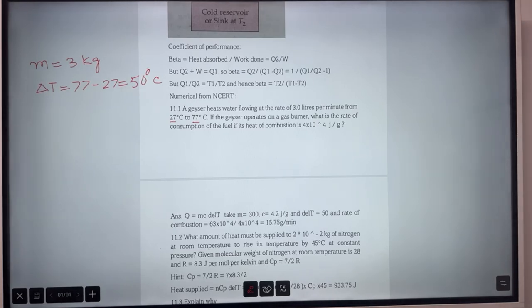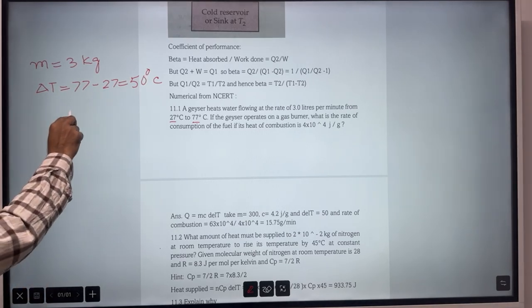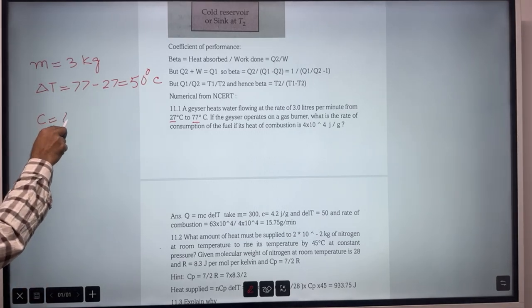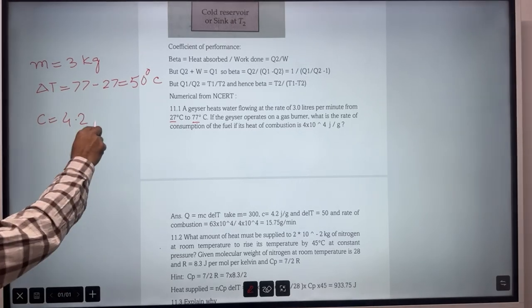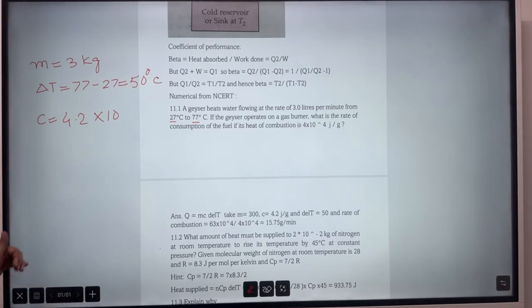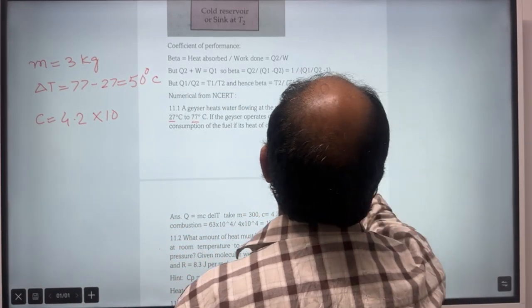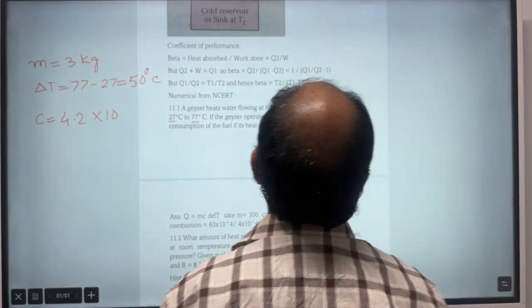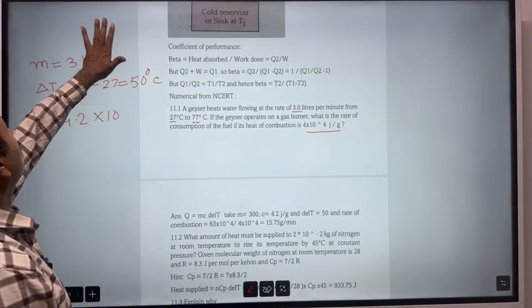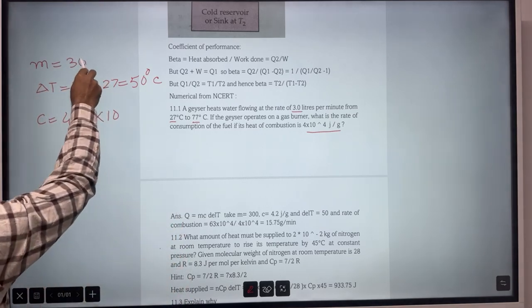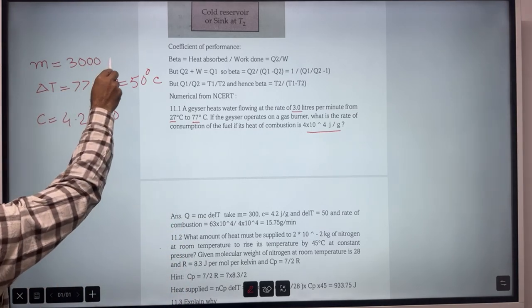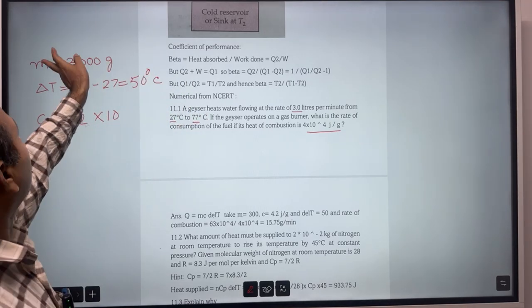Now here one more information is needed, that is specific heat. So specific heat of water we can take C as 4.2 into 10 power 3. If we take it in gram, so that will be better, because this is given in gram, this we can write in terms of gram, so question will become easier. So in place of 3 kg we can write 3000 gram.